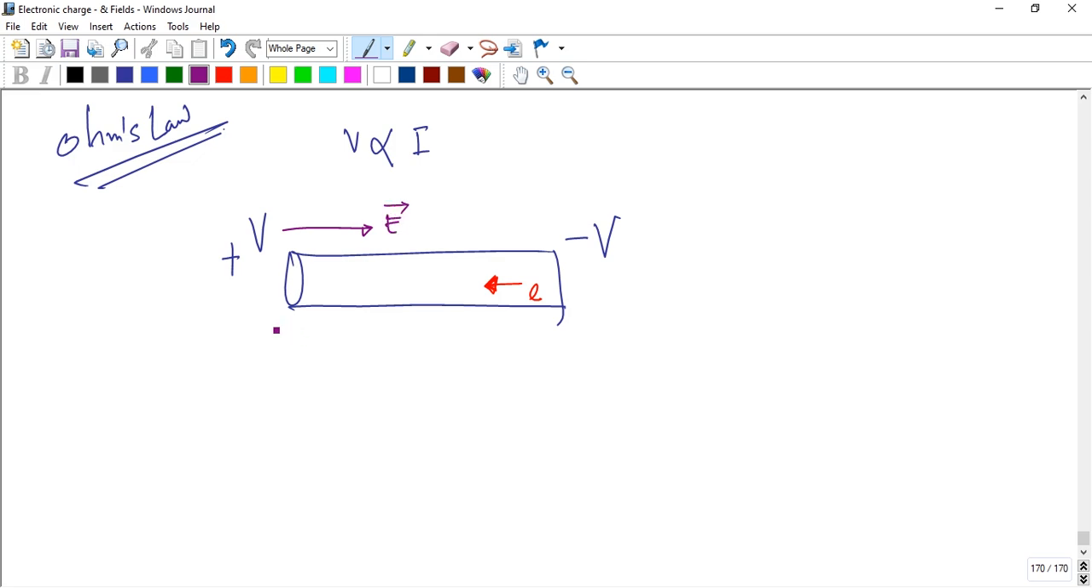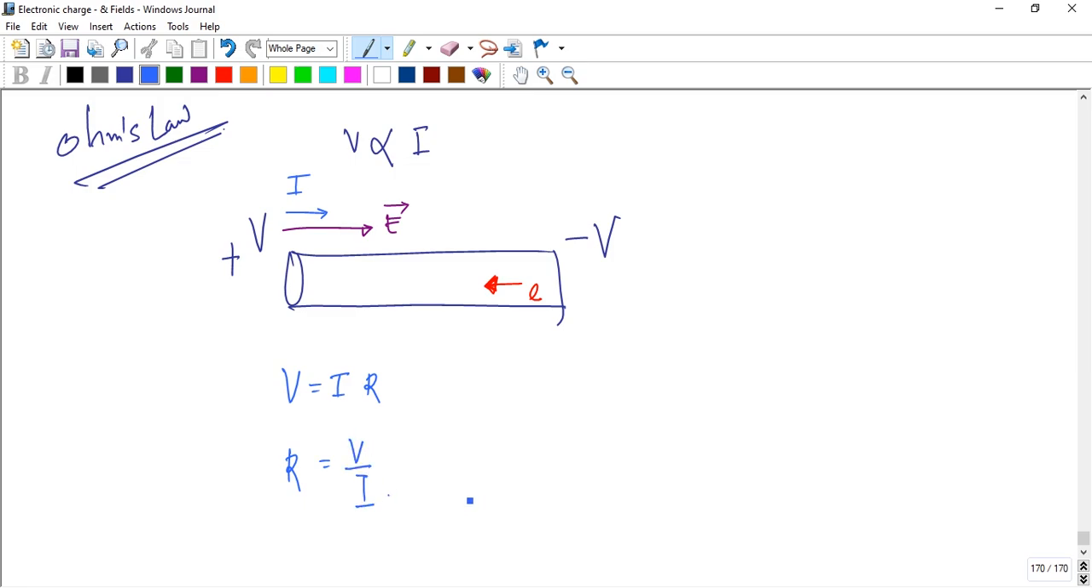That's why the current direction is opposite to the free charge carrier if the carrier is negative, and in the same direction as E. So the current moves from plus to minus. Correct. So V is equal to I times some constant R, the resistance. So R equals V by I.